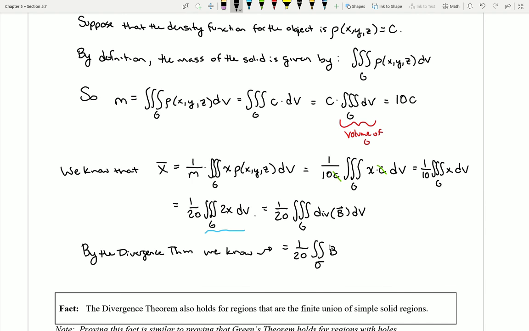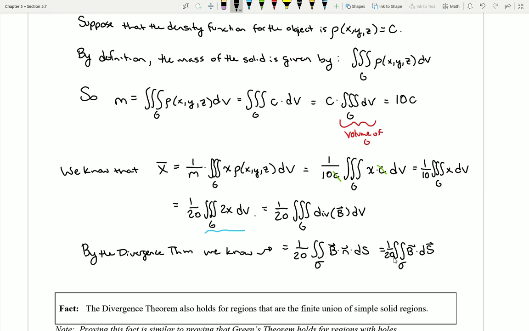That's going to be our vector field dotted with, remember this would be n dot dS, but of course that's exactly the same as just stating dS, where S is a vector. So we were actually able to show the x-coordinate of the center of mass has exactly this formula here. Just got to remember to write in that 1/20th.